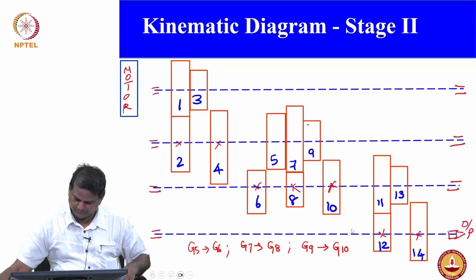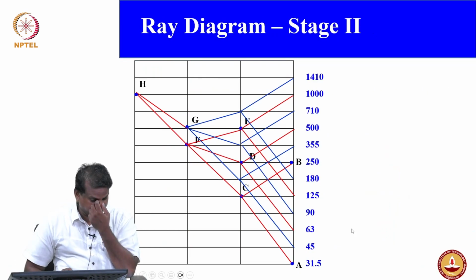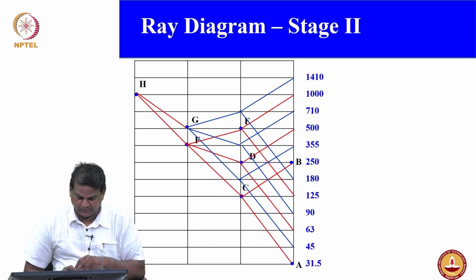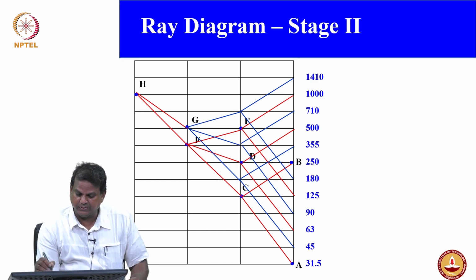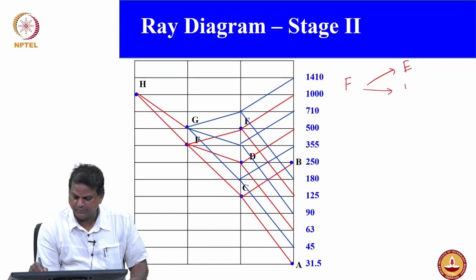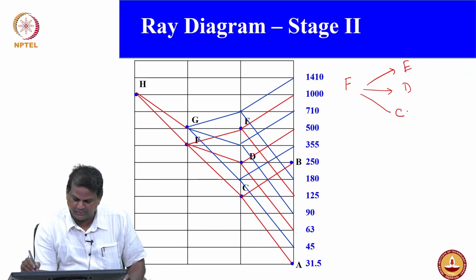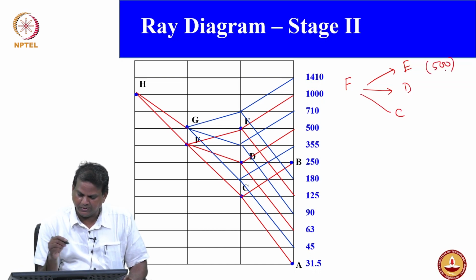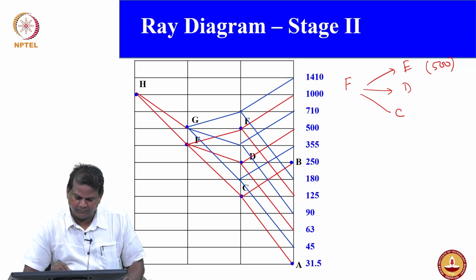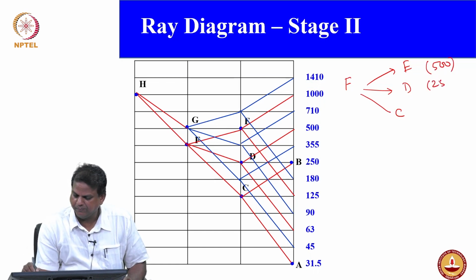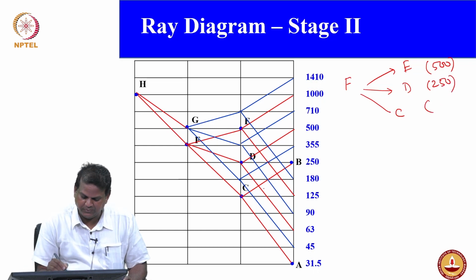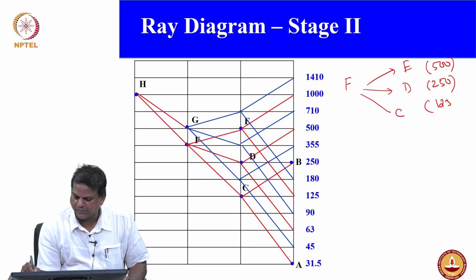So, if you refer to the kinematic diagram, you could see that you are getting 3 speeds, right. F is split into E, next one is D, other one is C. In fact, from F to E, the speed is 500 rpm. Then F to D is 250 rpm, and F to C is 125 rpm.